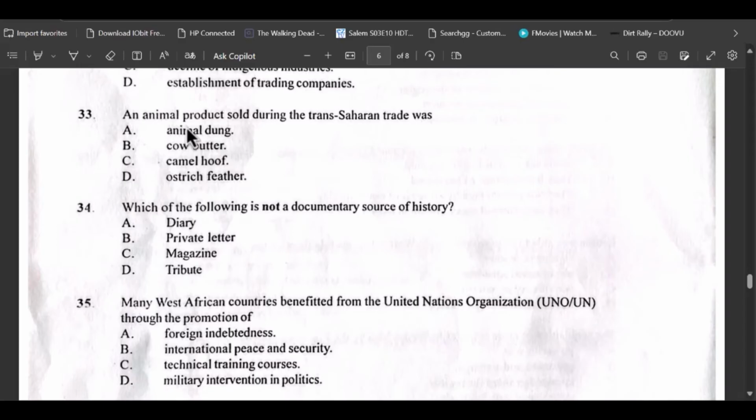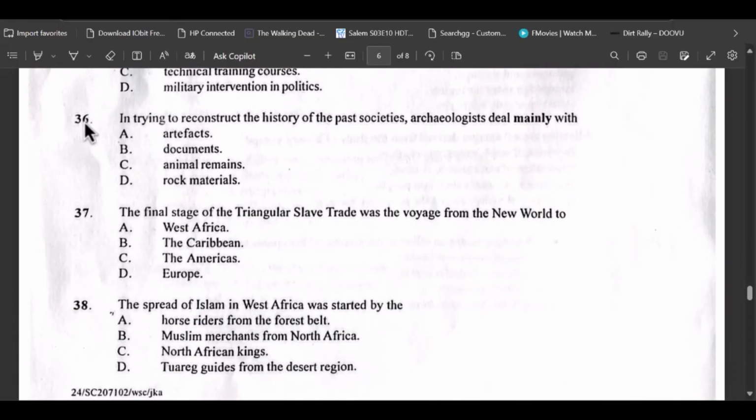33, an animal product sold during the trans-Saharan trade was. 34, which of the following is not a documentary source of history? 35, many West African countries benefited from the United Nations Organization, UNO or UN, through the promotion of. 36, in trying to reconstruct the history of the past societies, archaeologists deal mainly with.